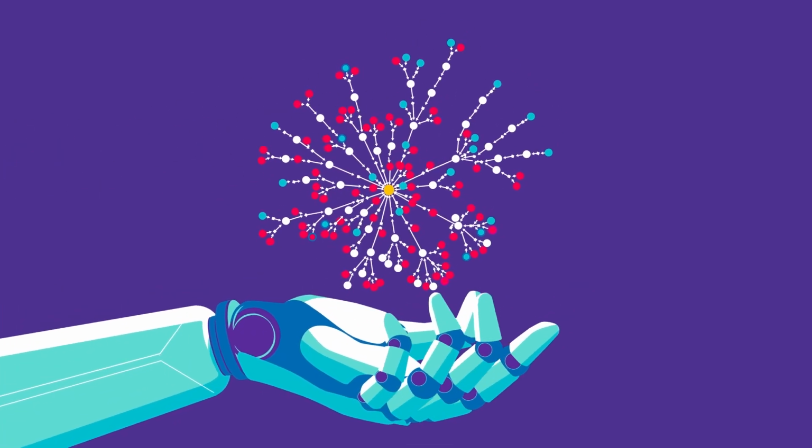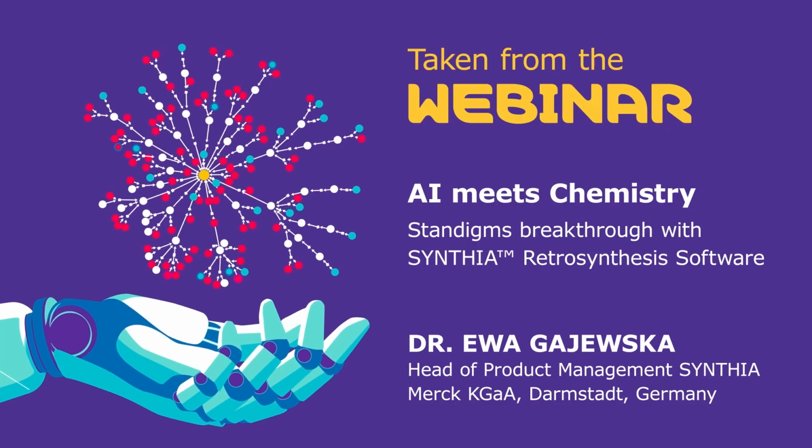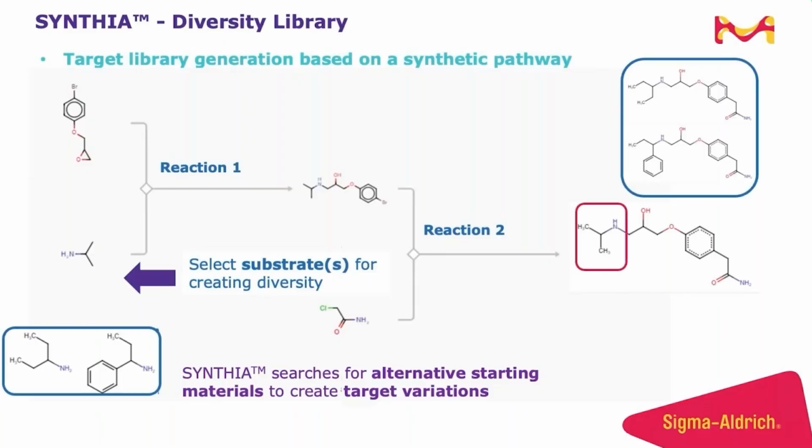Let's now move to the second feature I would like to talk about that will be released very, very soon, which is called Diversity Library. This Synthia functionality will enable you to automatically design a target library based on the synthetic pathway. The user selects starting materials which he would like to diversify, and with this selection, Synthia generates a library of targets similar to the original one.